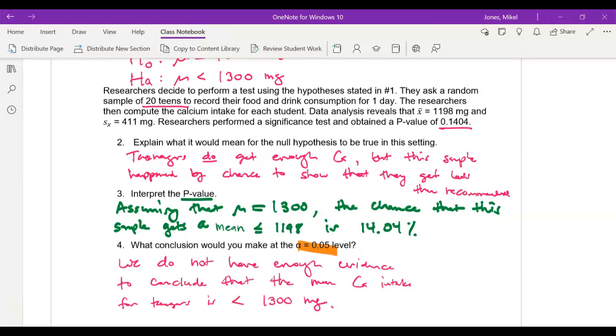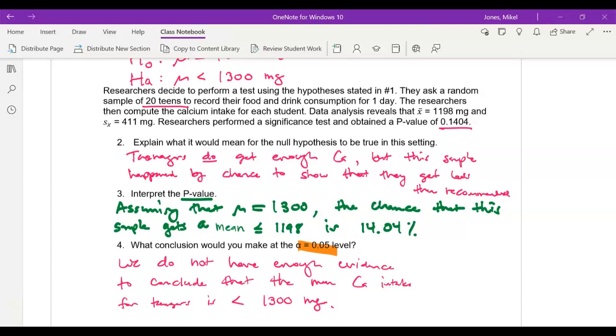Okay, so in number 2, it says explain what it would mean for the null hypothesis to be true. If the null hypothesis is true, then we think that teenagers do get enough calcium. And even though we got a value less than that, that just happened by chance. That just happened to be that this particular sample of 20 teens had less than 1,300 milligrams in their diet, but teens overall are getting enough.